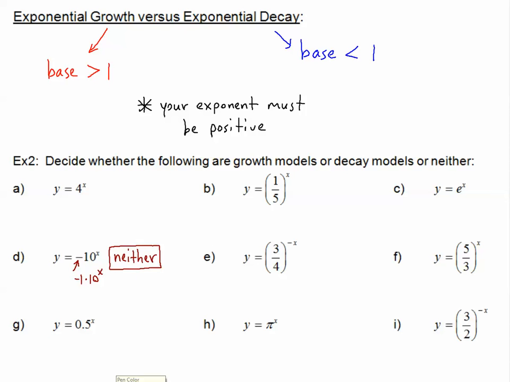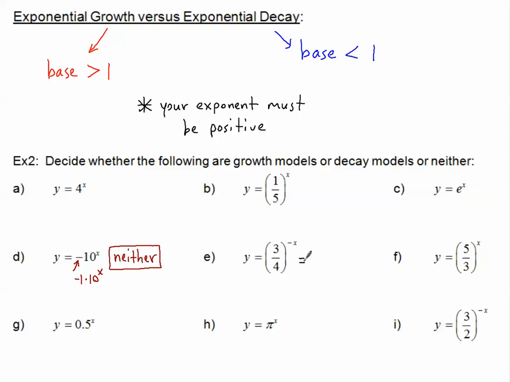Okay, now we're going to figure out which ones of the other 8 are growth and which ones are decay. Before I do that, I'd like to make sure all of my exponents are positive. This first one is positive, the second one is positive, the third one is positive. We don't care about the neither. Uh-oh, here's my first one in part E where the exponent is not positive.